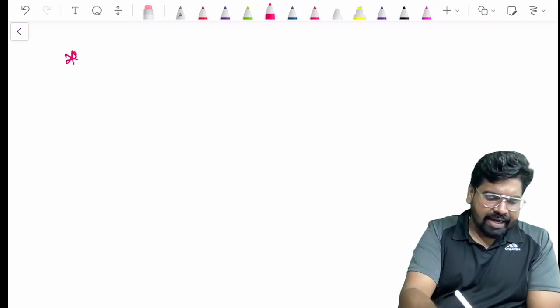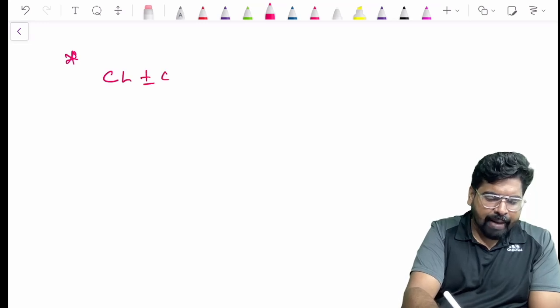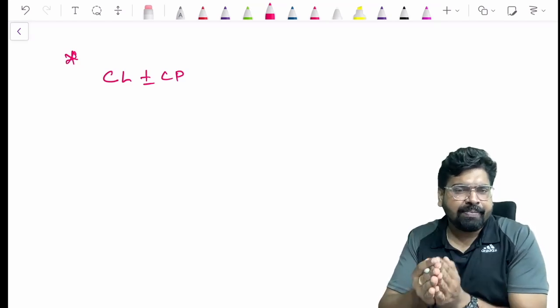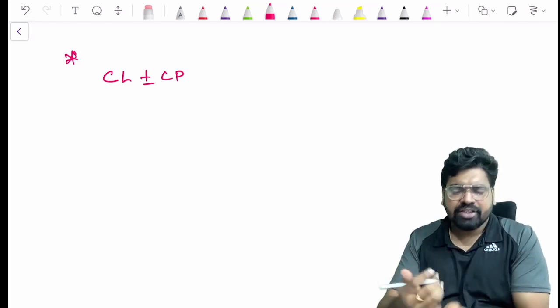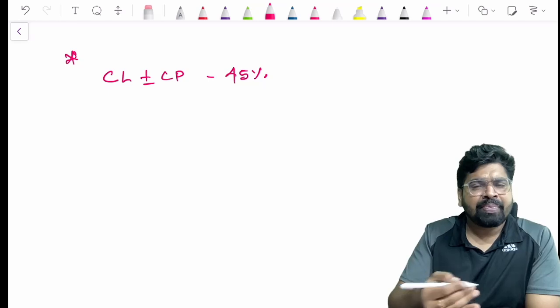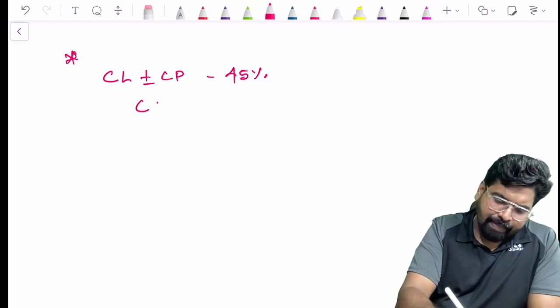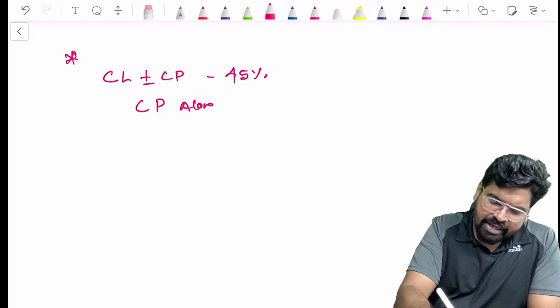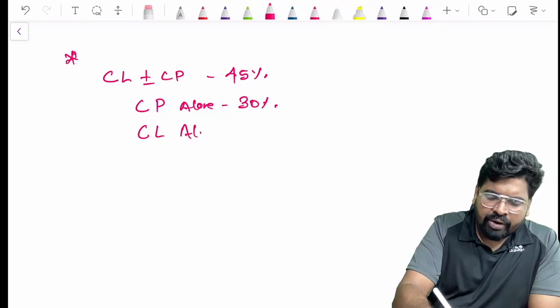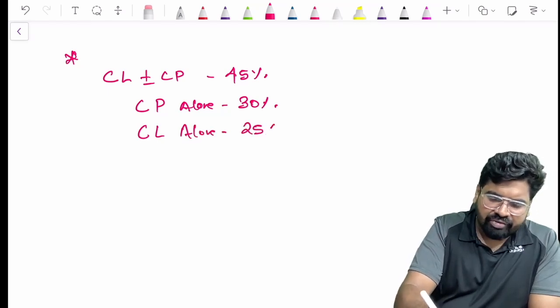Usually cleft lip and cleft palate occur together. So we say cleft lip with or without cleft palate. That condition is usually seen in 45% of the cases. You can see cleft lip along with the cleft palate. Cleft palate alone is 30% of the cases. Cleft lip alone comes in 25% of the cases.